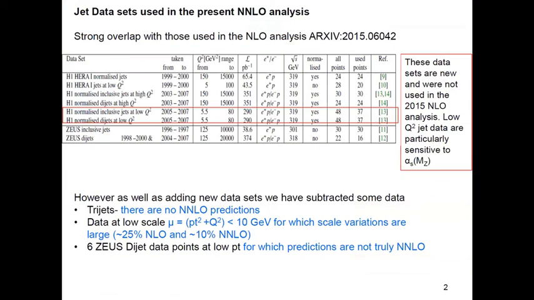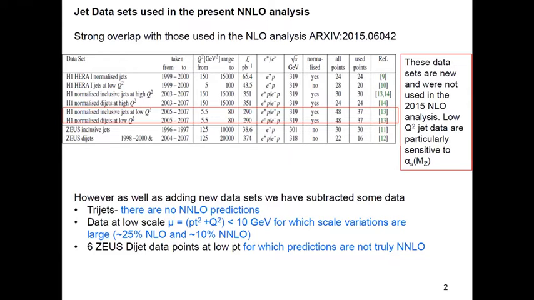Right, the jet data sets that are used in the NNLO analysis are given on this slide. They're largely what was already used for the next to leading order analysis, but there have been some new data sets added. H1 brought out both inclusive and dijet data at low Q squared, and being at low Q squared means it obviously has somewhat more sensitivity to alpha S. Those have been added to our previous jet data sets, but it also has been necessary to subtract some data sets from the NLO analysis.